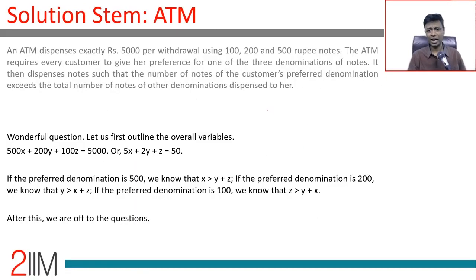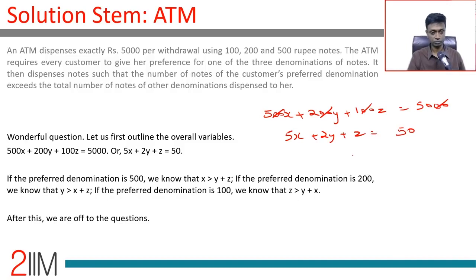Okay, think 500 rupee notes plus 200 rupee notes plus 100 rupee notes. So 500x plus 200y plus 100z is 5,000. So the 2 zeros go away. 5x plus 2y plus z equals 50.